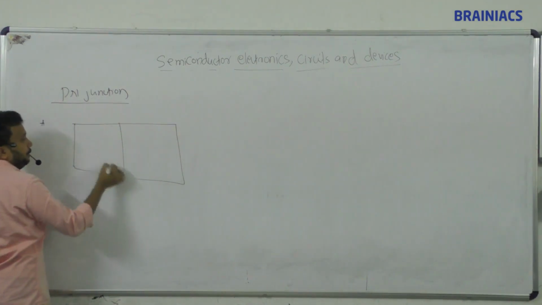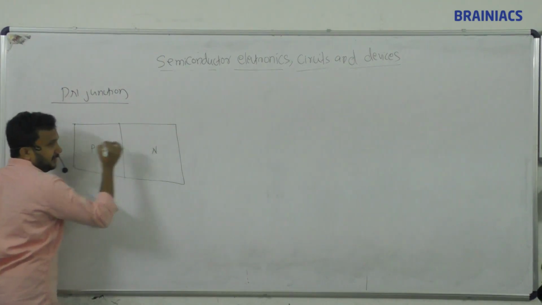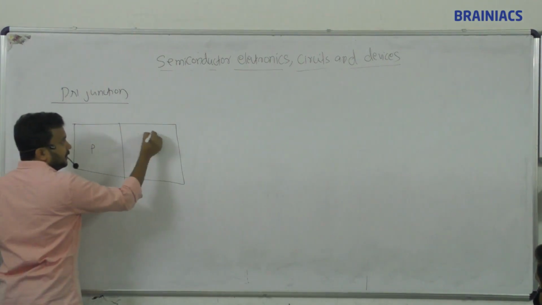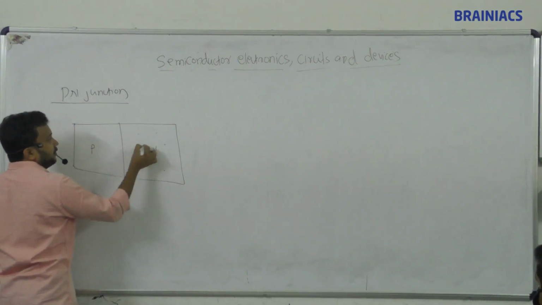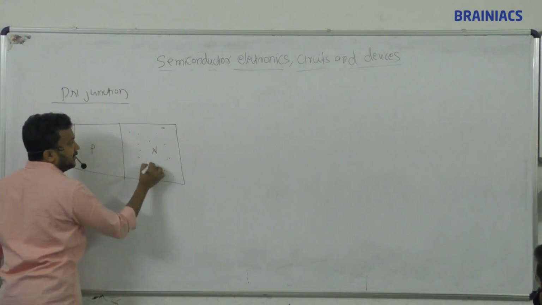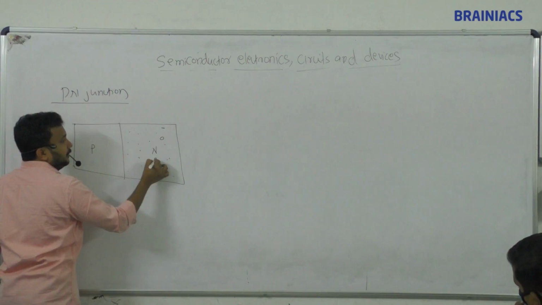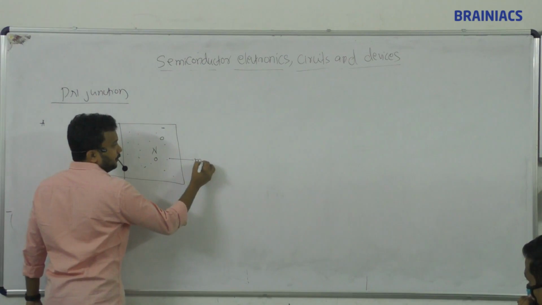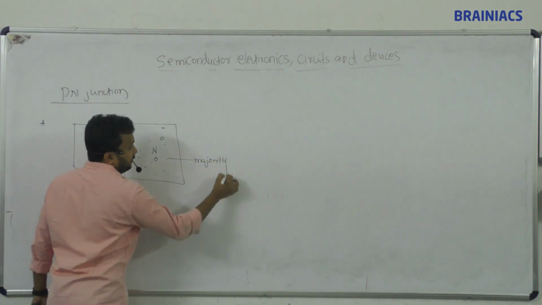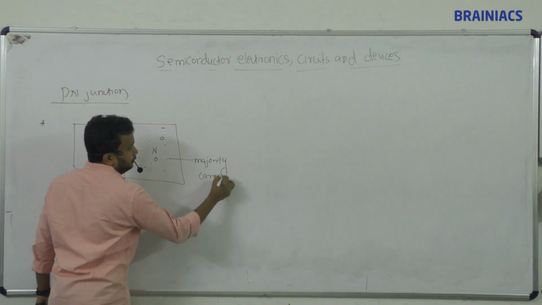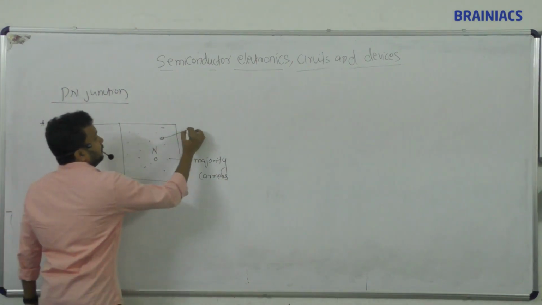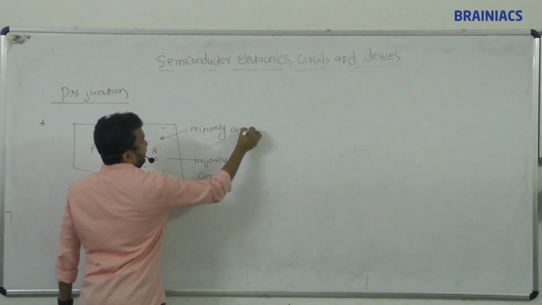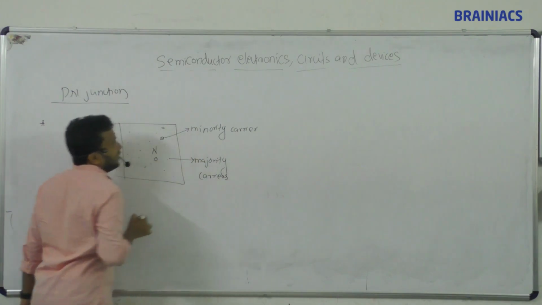Okay, so you have a P-type material and one N-type material. The N side contains what as majority carriers? Electrons. So I am putting a dot sign to represent electrons, so there are more electrons. But what are the minority carriers? Two holes I am drawing to represent minority carriers. You can also draw along with me. This is the majority and this is the minority carriers.